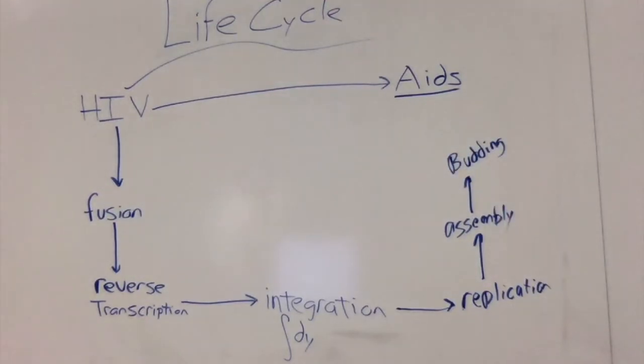The final step is called budding. In this stage, the immature virions move outside of the cell where they are cut apart by HIV-1 proteases. This step creates a mature form of the virus that is immediately spread to other CD4 cells in the body.